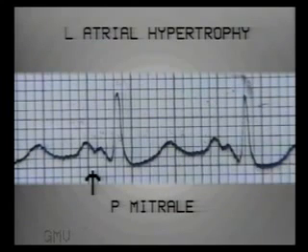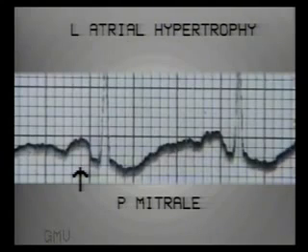Width more than 2.5 squares is the main criterion. This is another P mitrale, not notched, but 3 small squares wide.